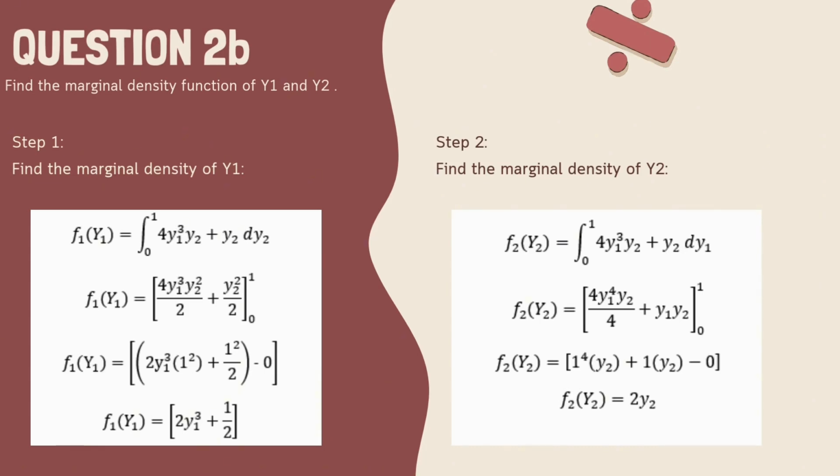Next, we need to find the marginal density of y2. Similarly, to find f2(y2), I integrate f(y1, y2) over all values of y1, which is from 0 to 1. Simplifying the integral, I obtain the function equal to 2y2.